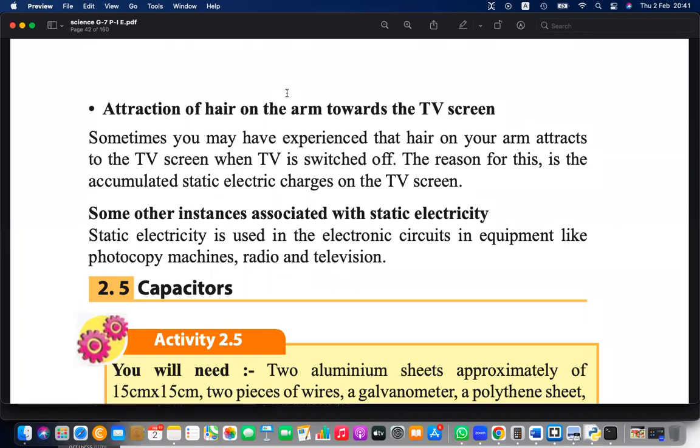The hair on our arm is still attracted to that. Right? And static electricity is used in electronics.